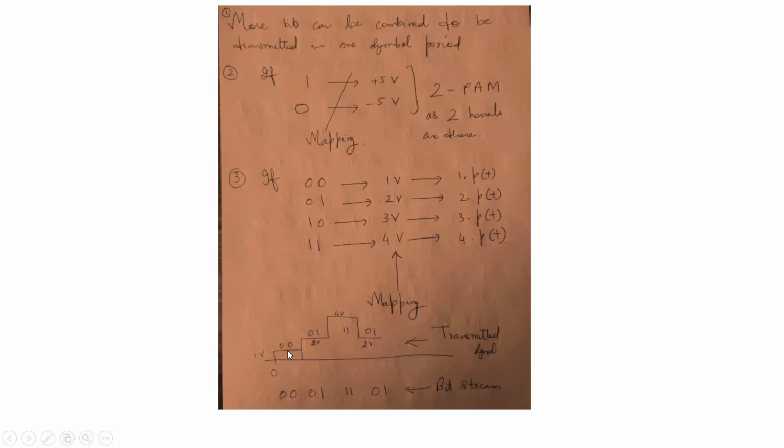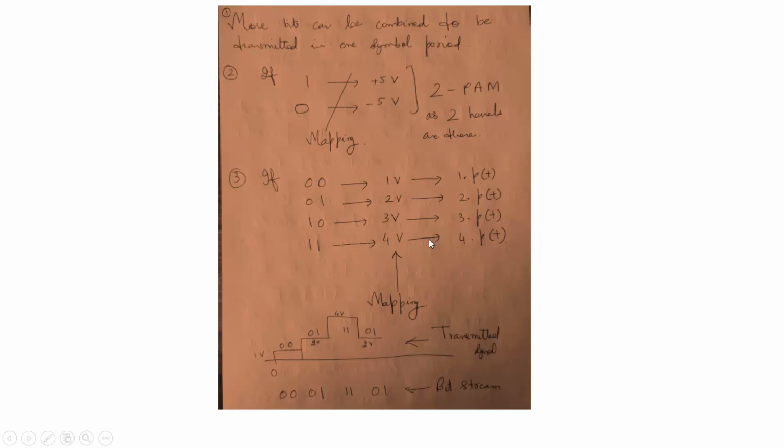For 00 it will be 1 volt, for 01 2 volts, for 11 it will be 4 volts, and for 01 it will be 2 volts. Let's say this is the data I want to transmit: 00, 01, 11 and 01. So this is my transmitted signal. Since 4 levels are there, it will be known as 4-PAM. I can club 3 bits also, 000 and so on. How many levels in that case? 8 levels. So that will be known as 8-PAM.